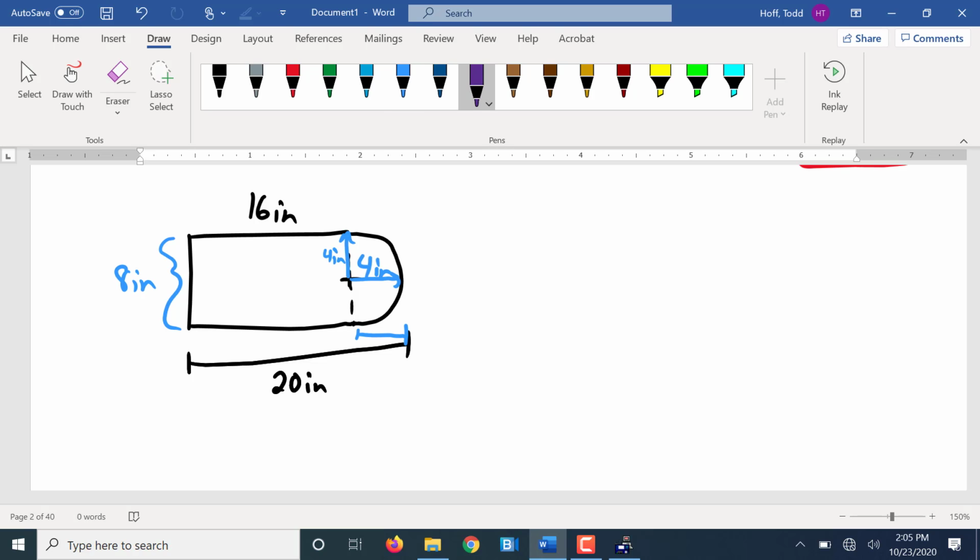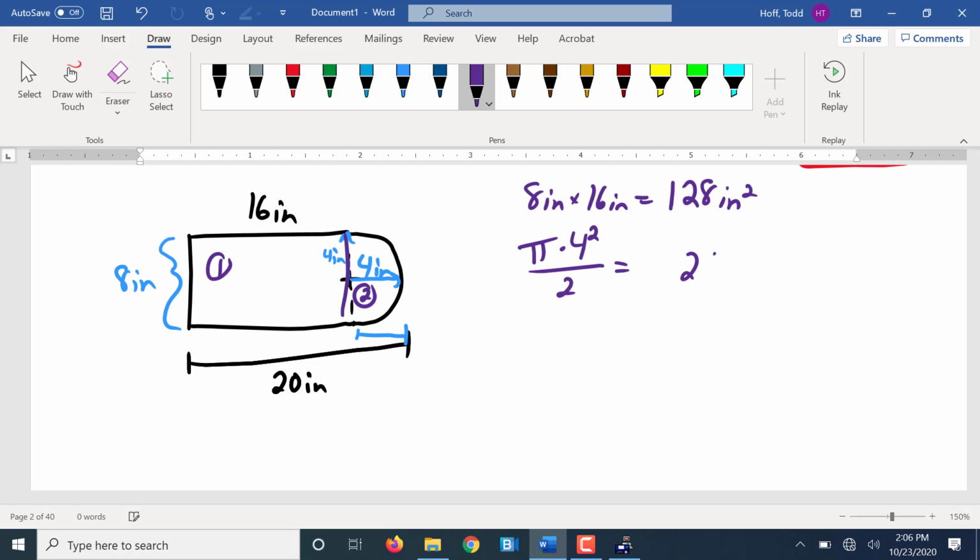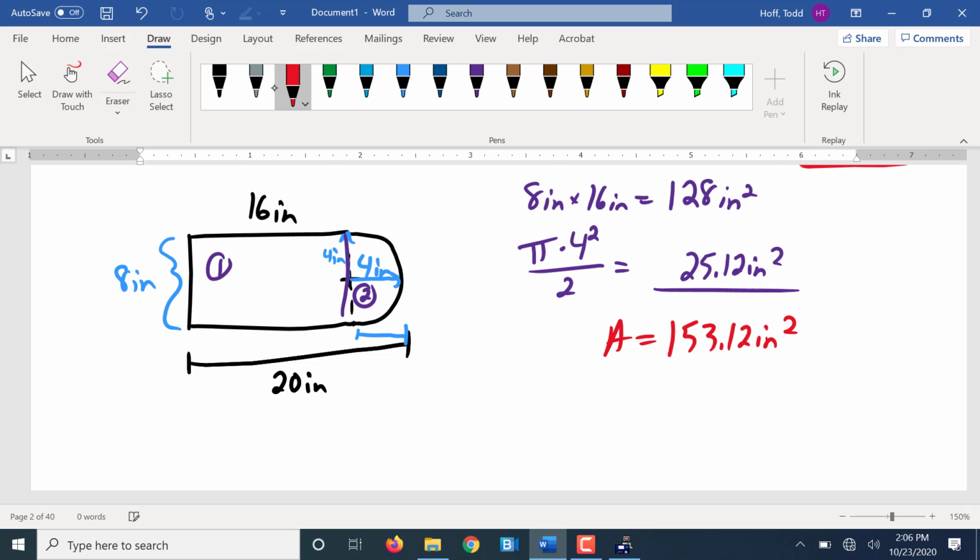So that rectangle is 8 by 16 or 128 square inches. So that's this piece. The second piece here now is not a full circle, it's half a circle. If I wanted to find the full circle, it'd be pi times 4 squared. Half a circle, so we're going to divide that in 2, gives us, perfect, 25.12. We add those together to get 153.12. Perfect.